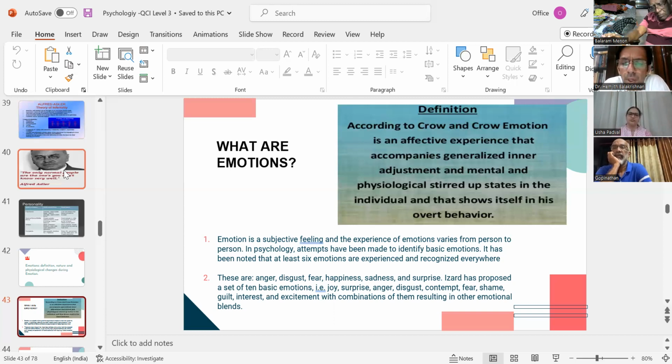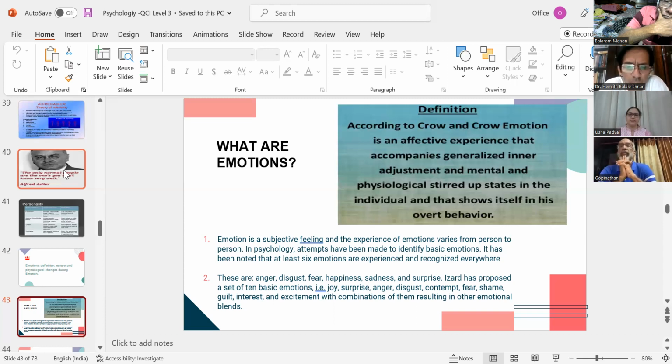In psychology, attempts have been made to identify basic emotions. It has been noted there are at least 6 emotions which are experienced and recognized everywhere, because emotions can be plenty. So when it comes to the study of psychology, they look at 6 major ones, which we all know: anger, disgust, fear, happiness, sadness, and surprise. It's easy to remember when you go alphabetically.